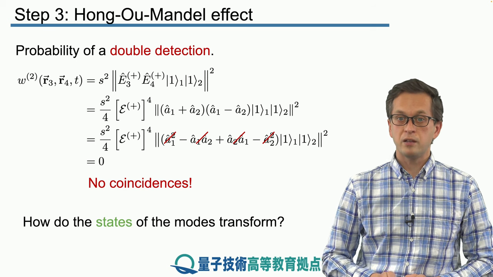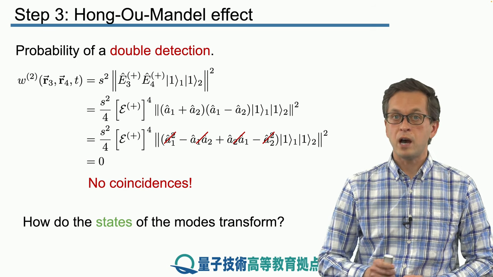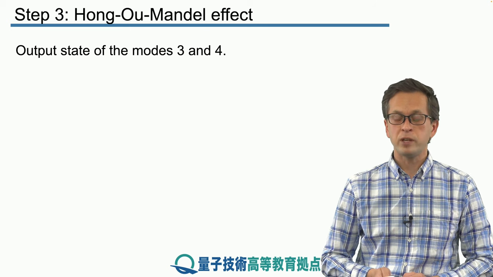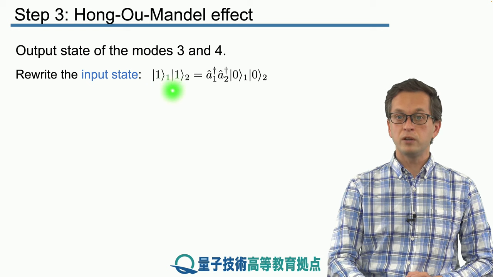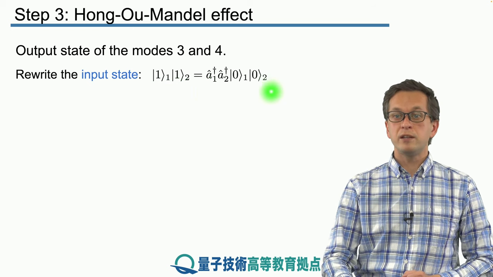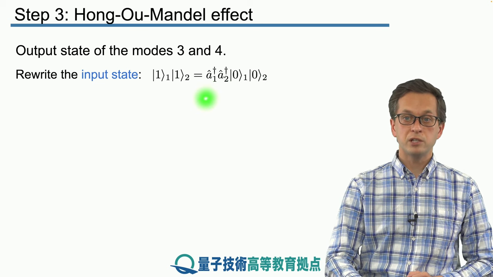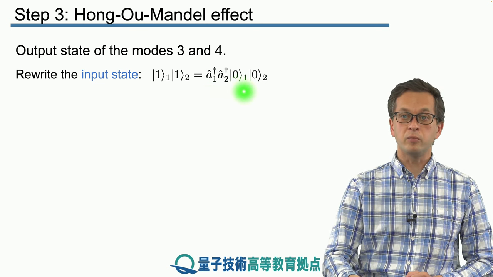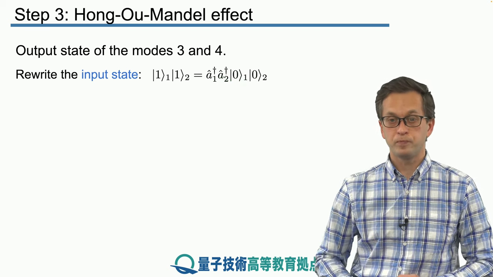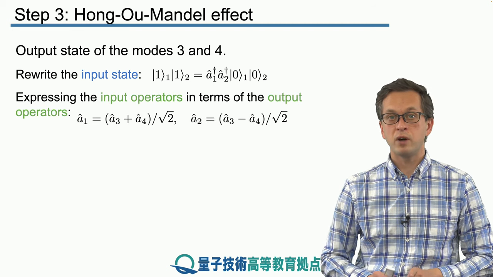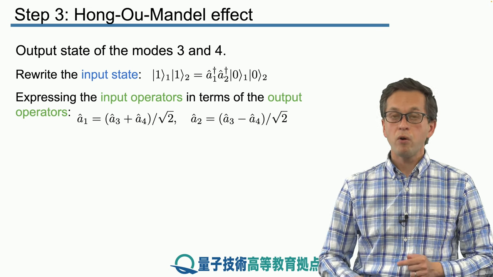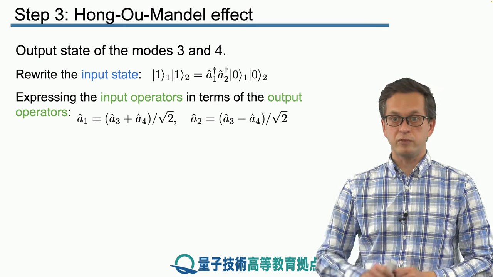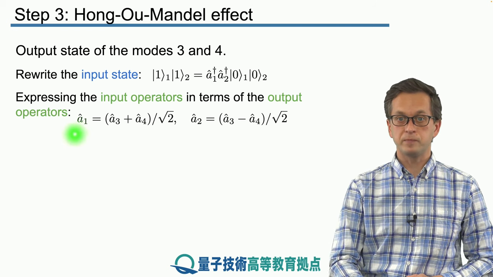So in order to understand that, we have to look at what's going on at the output state. We can do that quite easily by rewriting the input state in the following form. So our input is a single photon in mode 1 and a single photon in mode 2. And we can write it in terms of the vacuum. So we've got the creation operator A1 dagger acting on mode 1 and the creation operator A2 dagger creating a photon in mode 2. And also, we can transform our output fields, A3 and A4, in terms of A1 and A2. Or, when we reverse it, we can write the input fields in terms of the output fields, as follows over here.